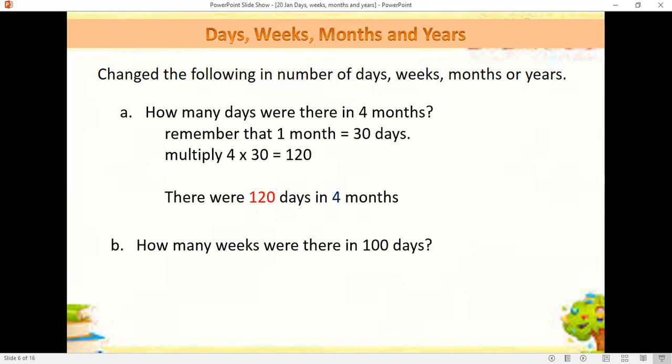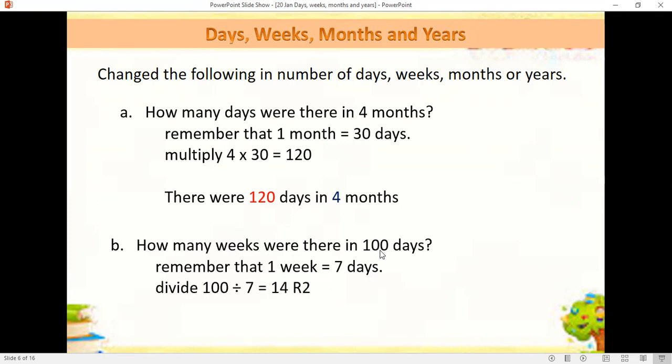Now, how many weeks were there in 100 days? Since they're asking weeks, you have to think: in 1 week, how many days? You have to remember that 1 week has 7 days. So you are going to divide 100 divided by 7, which is 14, remainder 2 days. So there are 2 days left. So 14 weeks and 2 days in 100 days.